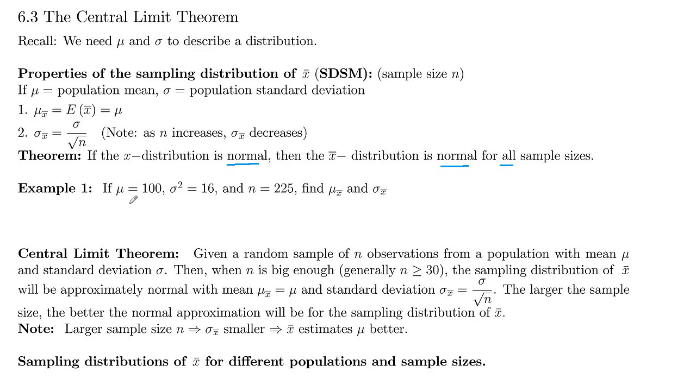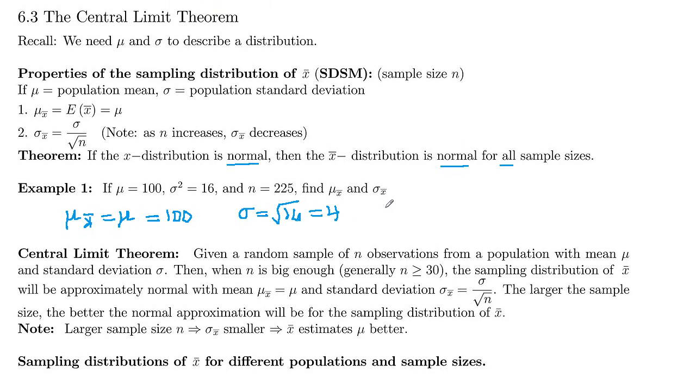So here's an example. Let's say we know our population mean is 100, and our population variance, sigma squared, is 16, and n is 225. We want to find the mean of the X bar distribution and the standard deviation. Well, the mean of the X bar distribution is just the mean of the population, which is 100. And then here, sigma squared is equal to 16. So that means that sigma is going to be the square root of 16, which is 4. So that's our population standard deviation.